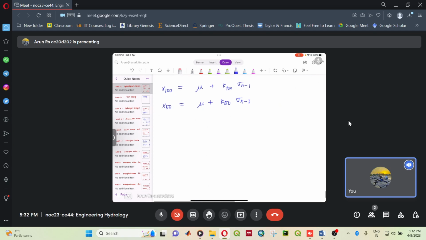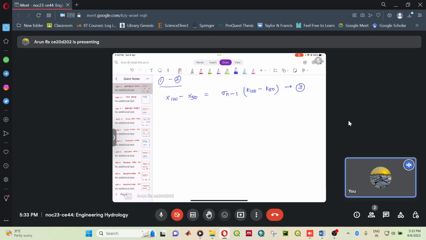Now if we subtract, the left hand side is known, but the right hand side is not known to us. So I'm naming them equation 1 and 2. I'm going to take the difference between the two. Subtracting 1 and 2, we get x100 minus x50 will be equal to sigma n minus 1, which is common, so I'm keeping it outside, times K100 minus K50. So this is equation 3.